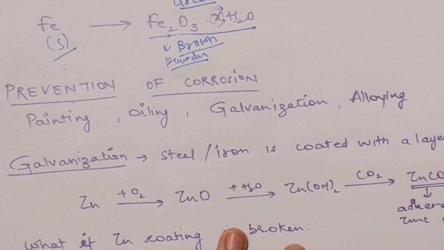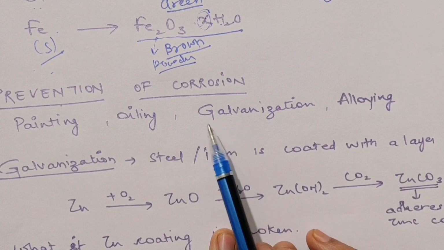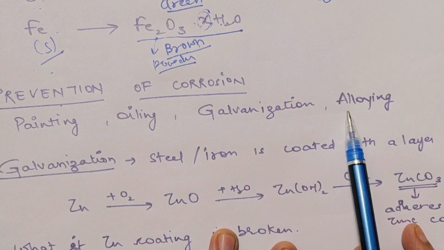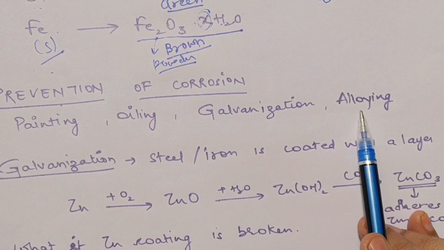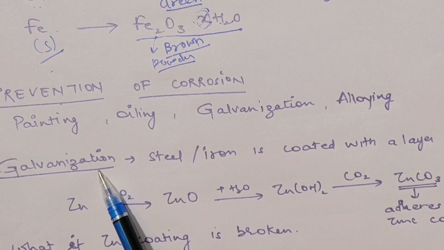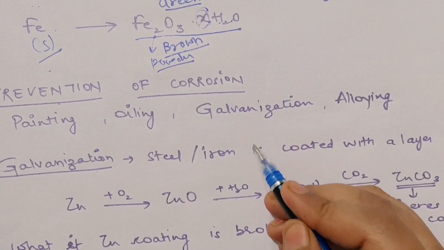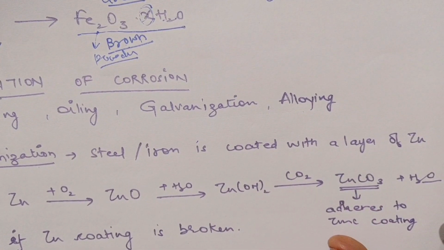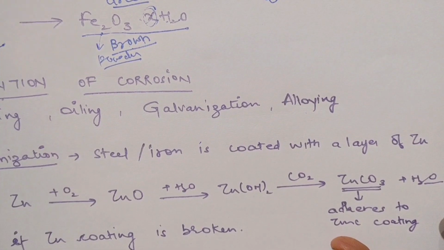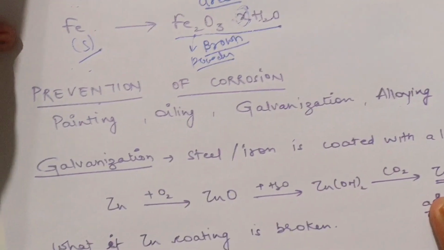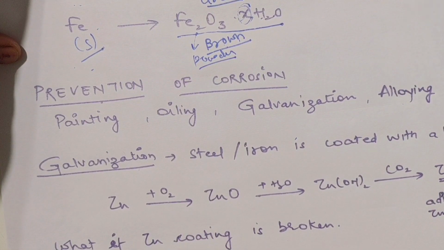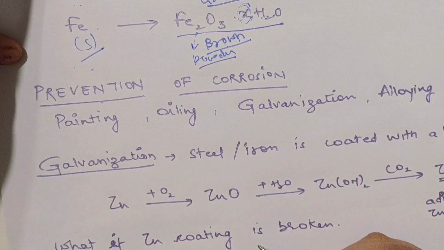Now, there are many ways to prevent corrosion, painting, oiling, but I'll be taking the more important two prevention methods. One is galvanization, the other one is alloying. Galvanization is when iron or steel is coated with a layer of zinc. Now, why only zinc? Zinc, if you remember the reactivity series, is more reactive than iron. Then why are we treating iron with a more reactive metal?